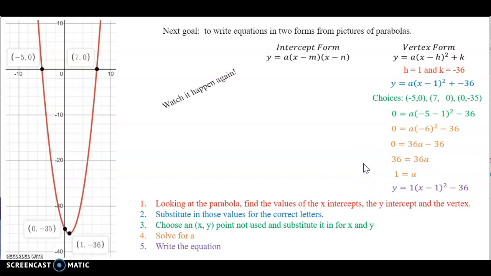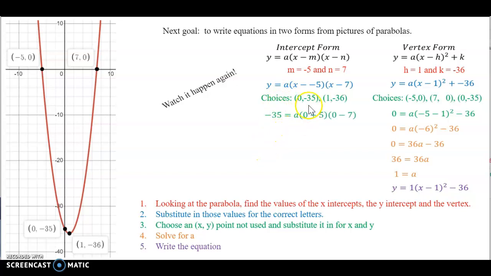If we were to do it in intercept form, we know that the intercepts are -5 and 7. So notice that there is a negative sign inherent to the intercept form. So m is -5, n is 7. Plugging that into the equation, now we need to choose one other point to find the value of a.